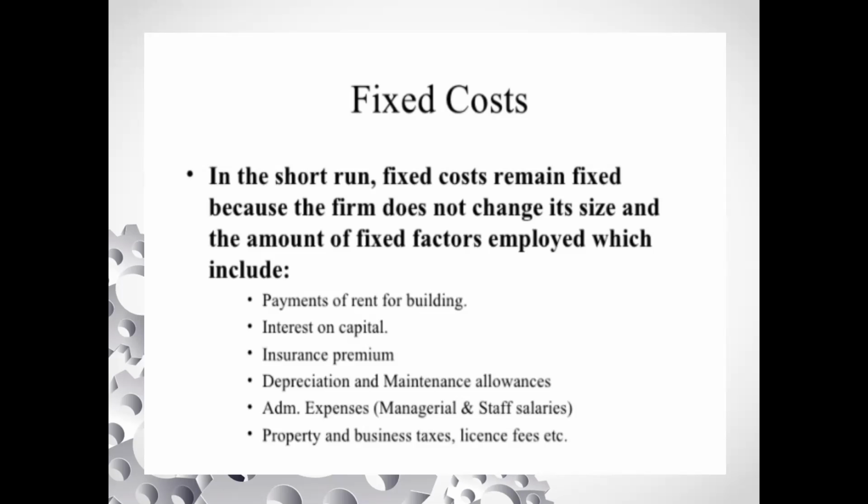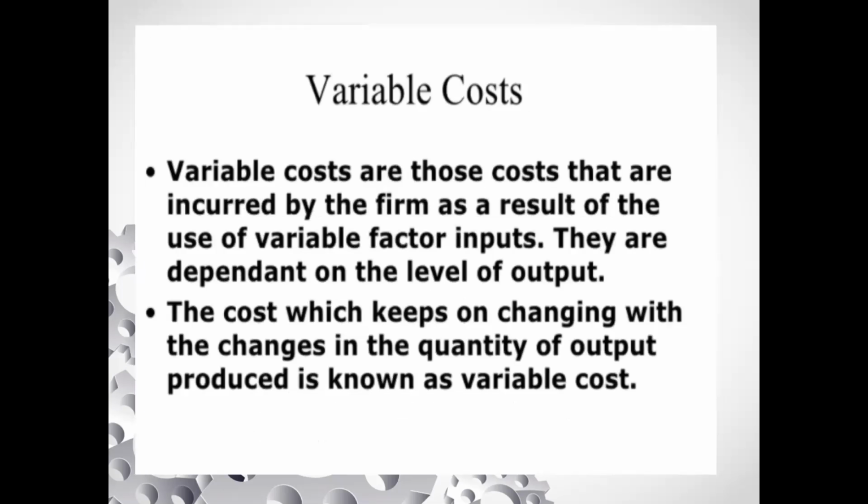And the depreciation and the maintenance allowances, every month or every 6 months. When we talk about maintenance, if every 6 months we are going for maintenance, it is like two-wheeler service. 400 rupees for every 6 months I have to give my two-wheeler for servicing. So that is fixed. So all this administration cost and business license fees, everything will come under fixed cost, where it remains fixed. And variable cost is quite opposite to the fixed cost. Those are costs incurred by the firm as a result of the use of variable factor inputs.